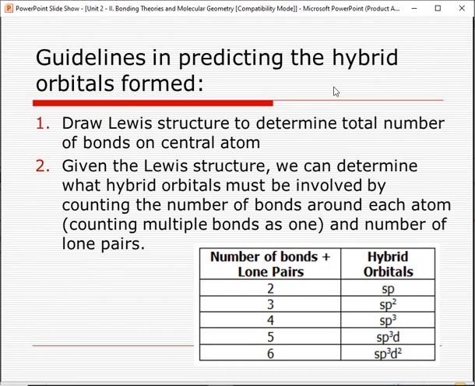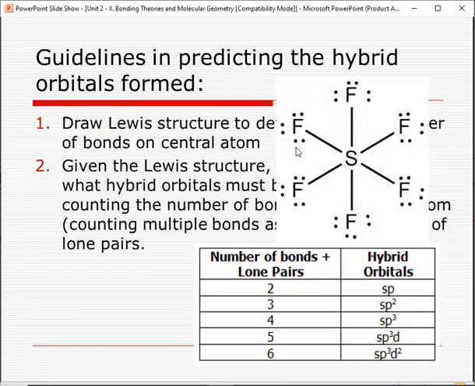So, guidelines in predicting the hybrid orbitals formed. First, draw the Lewis structure to determine the total number of bonds on the central atom. Then, given the Lewis structure, we can determine what hybrid orbitals must be involved by counting the number of bonds around each atom, counting multiple bonds as one, and the number of lone pairs.